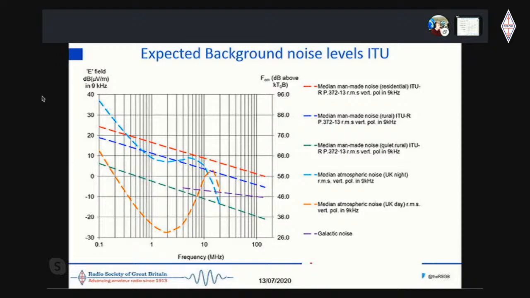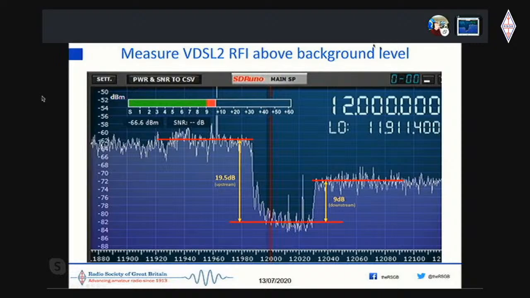So how can we tell whether we've got it, and what can we measure? This is SDR UNO running at a different location to mine. And here you can see it is at 12 megahertz, which is the transition between upstream 2 and downstream 3. And you can quite clearly see that if this is where the background noise should be, we're getting 20 dBs up on upstream 2 and 10 dBs up on downstream 3.